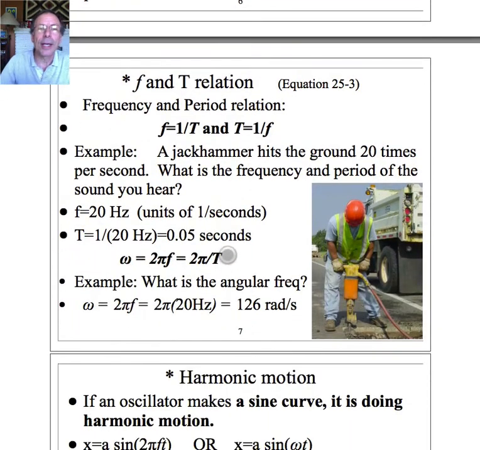Now, the frequency of an oscillator and its period are related very simply by reciprocals. So the frequency is the reciprocal of the period, and the period is the reciprocal of the frequency. So as a really simple example, imagine that you have a jackhammer hitting the ground 20 times per second. Well, the frequency is going to be 20 hertz.